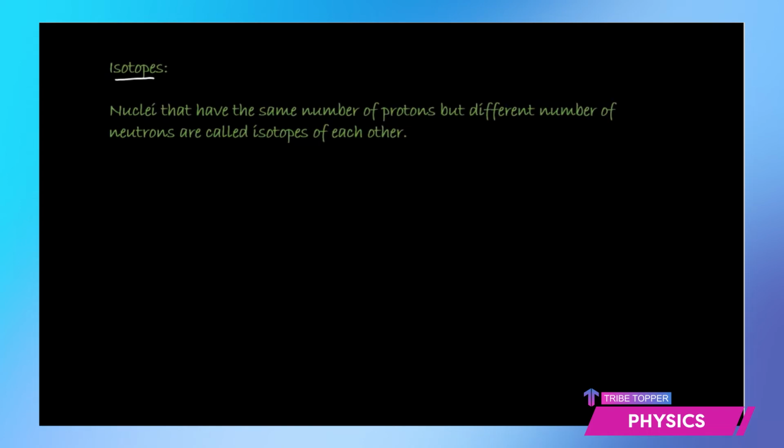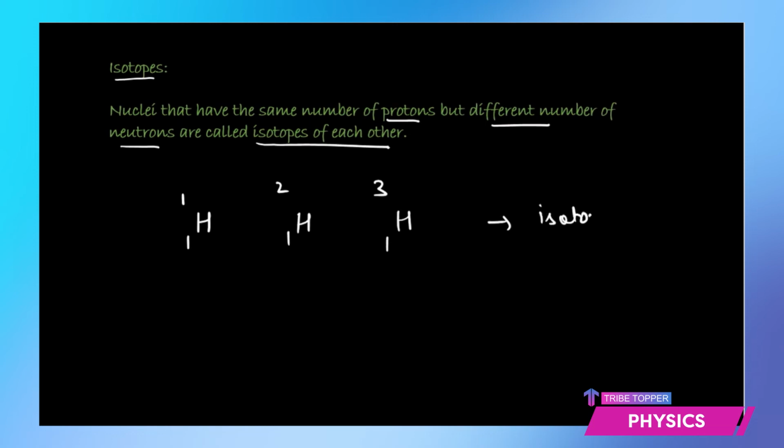Another thing that you need to know about is the isotopes. There are certain nuclei which may have the same number of protons, but the number of neutrons present in them is different. So when we have nuclei with the same number of protons but different numbers of neutrons, they are called the isotopes of each other. For example, we can take the most basic one, that is 1H1, 1H2 and 1H3. These are the three isotopes of hydrogen.